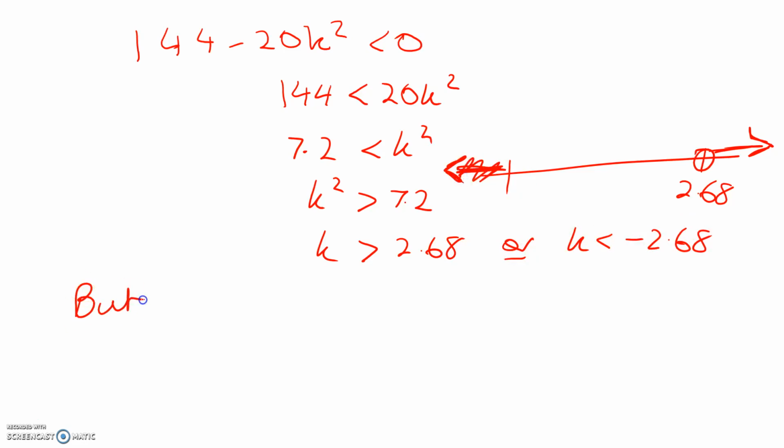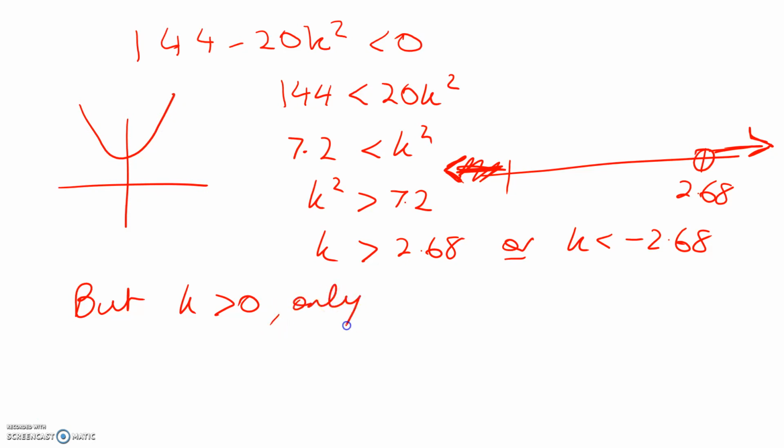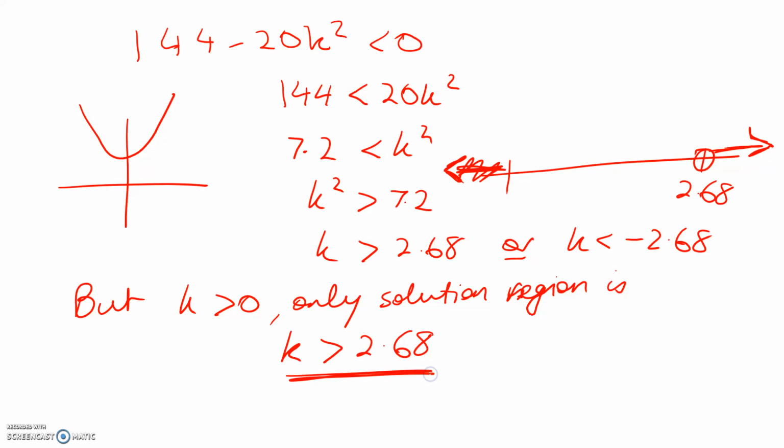But we know that k must be greater than 0 because we want to have a parabola the up the right way. Since k is greater than 0, the only solution region is k strictly greater than 2.68. Okay, so that's the first one done. Not too bad. As usual, you've got to be really confident with how the discriminant works.